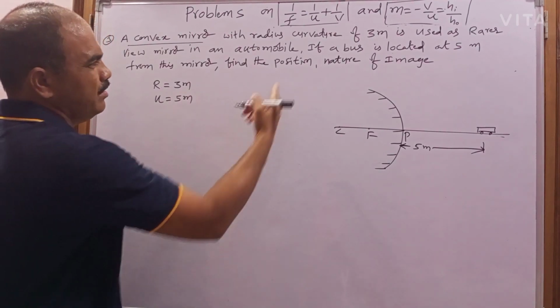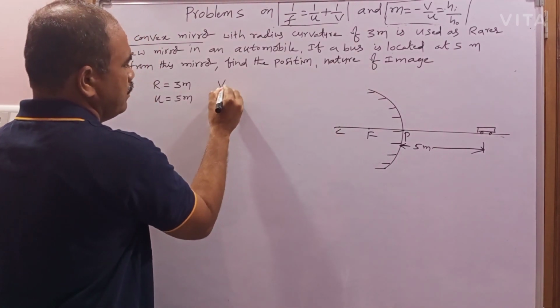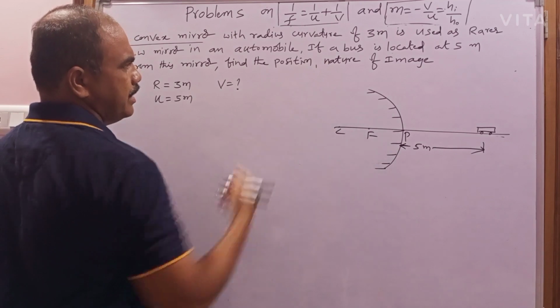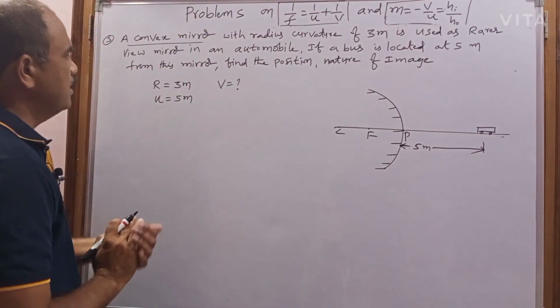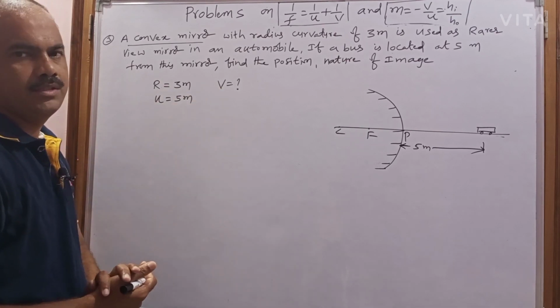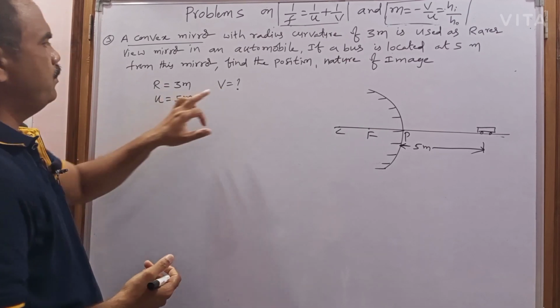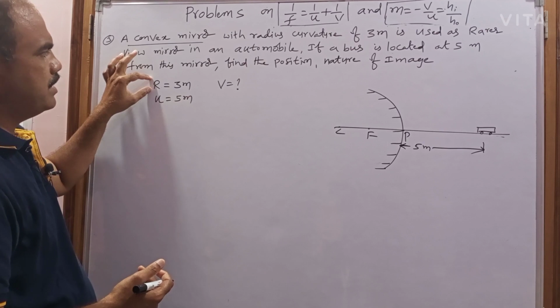And what do you have to find? Position and nature. You have to find the image distance as well as the nature. The nature will be given by the sign, plus or minus. So this is given, this we have to find. To find the image distance, only the radius of curvature is given.